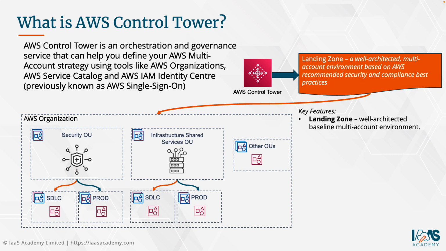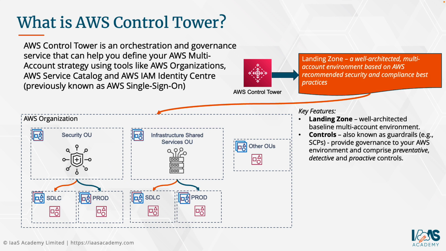So obviously there's the landing zone, which is a well-architected baseline multi-account environment that's designed to get you started, upon which you can further add more accounts and organization units. You then have controls, which are also known as guardrails. Now, these are similar to service control policies in that they provide governance to your AWS environment and comprise preventative, detective, and proactive controls.